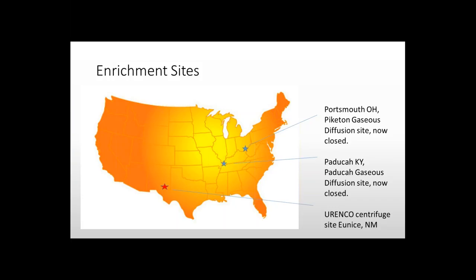A newer site in Eunice, New Mexico, has been built, using the centrifuge technology pioneered in Europe and spread worldwide by Pakistan. NIRS and a team of supporting local residents succeeded in stopping the new sites in other locations prior to its establishment in New Mexico.